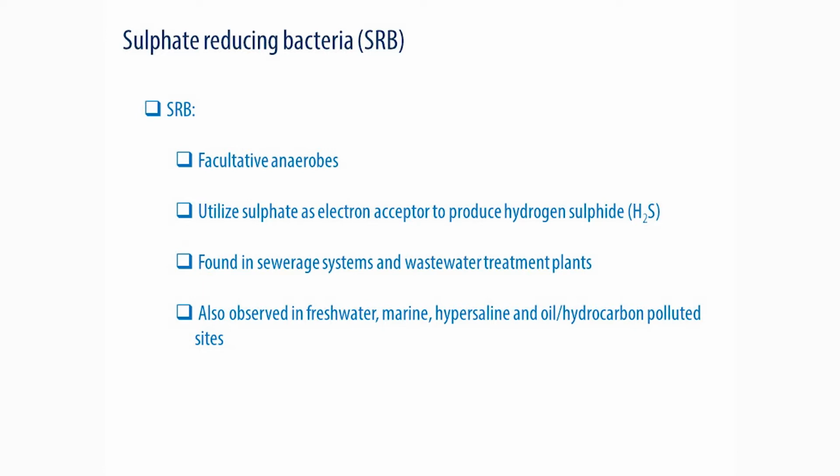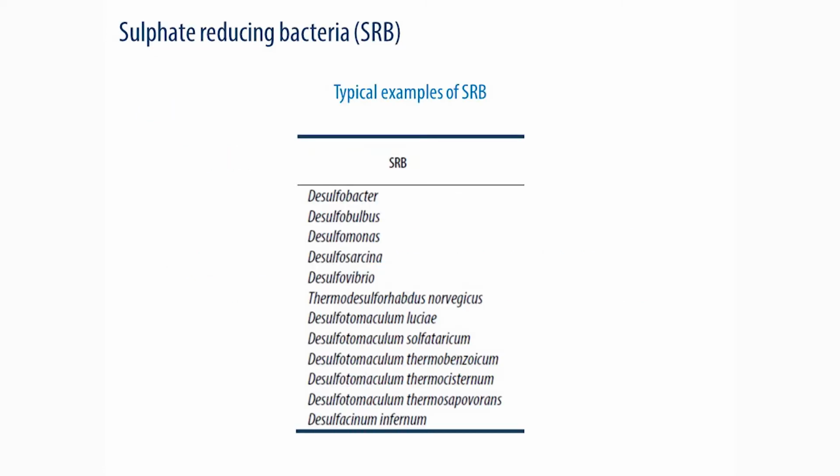The sulfate-reducing bacteria, SRB, are facultative anaerobes that live in oxygen-free or oxygen-depleted environments. They utilize sulfate as a terminal electron acceptor to produce hydrogen sulfide, H2S, as one of their metabolic end products. SRB are frequently present in sewerage systems and wastewater treatment plants. They are also present in freshwater, marine, hypersaline, and oil or hydrocarbon polluted sites.